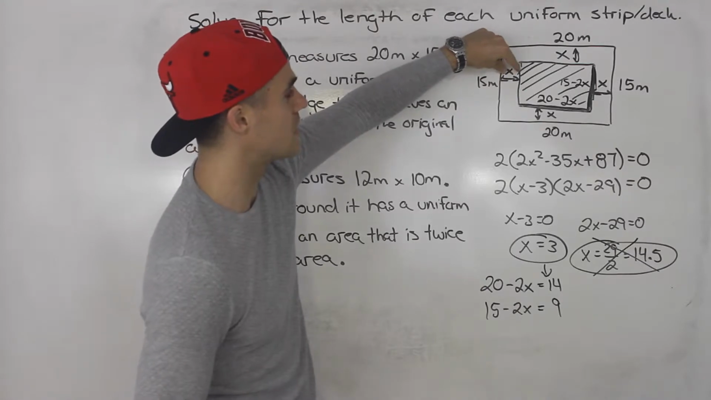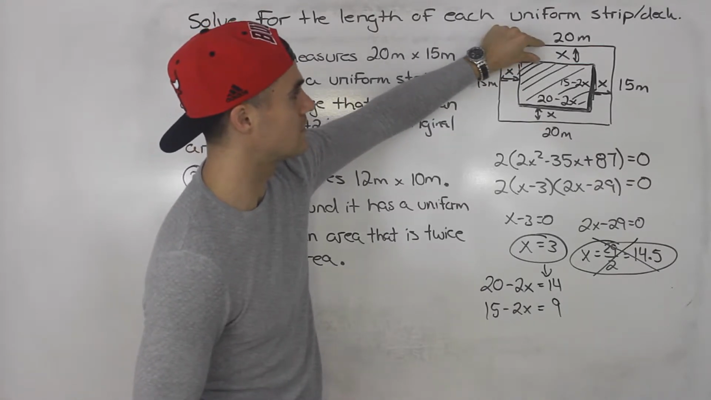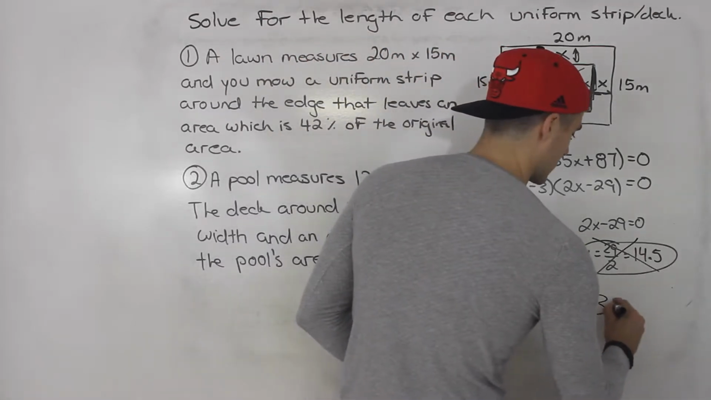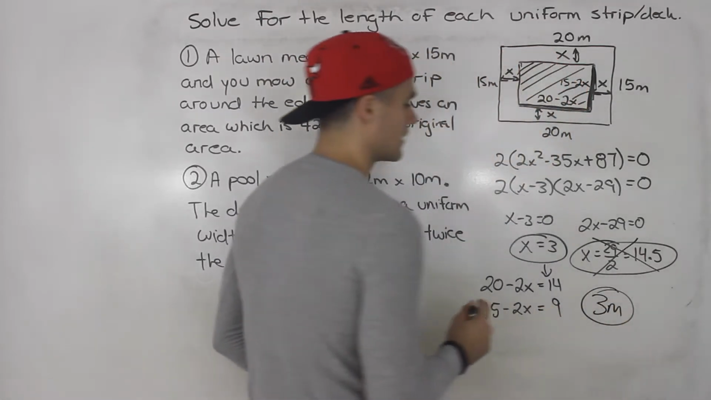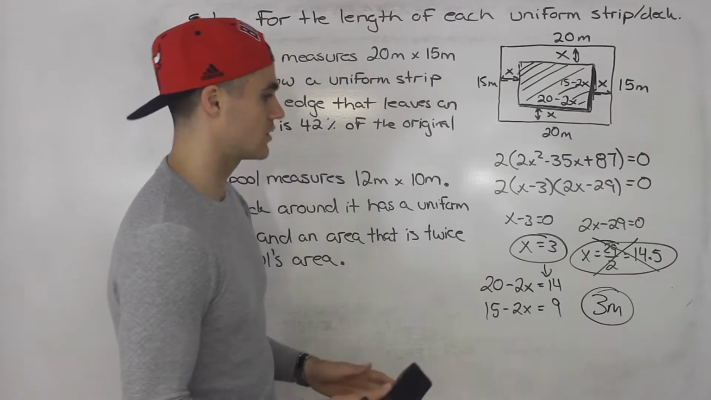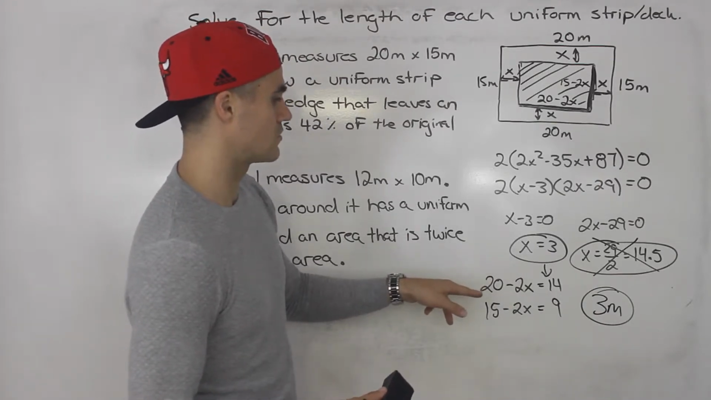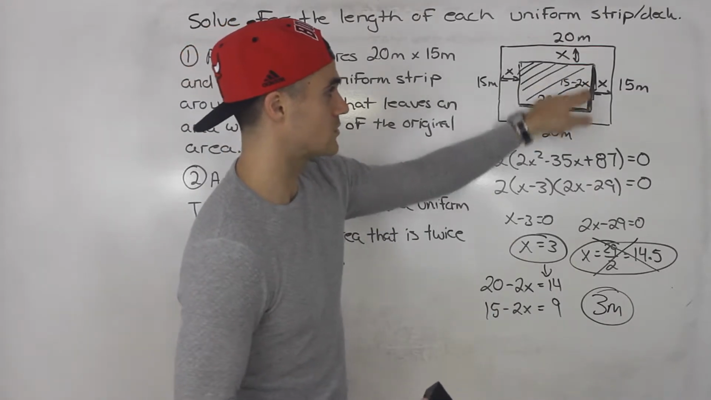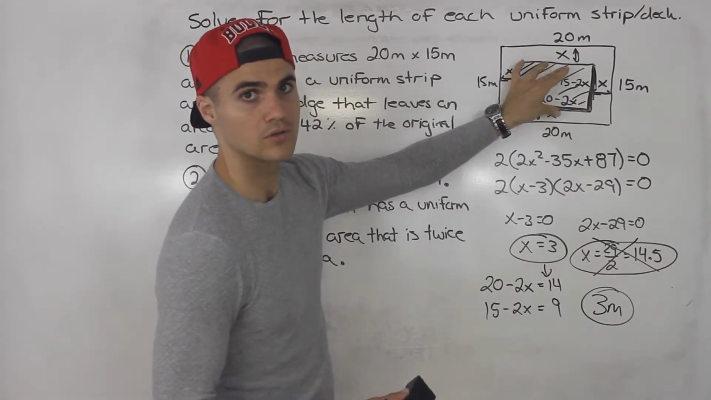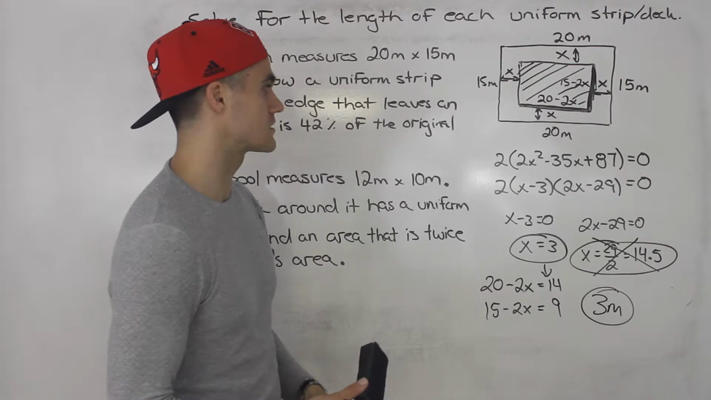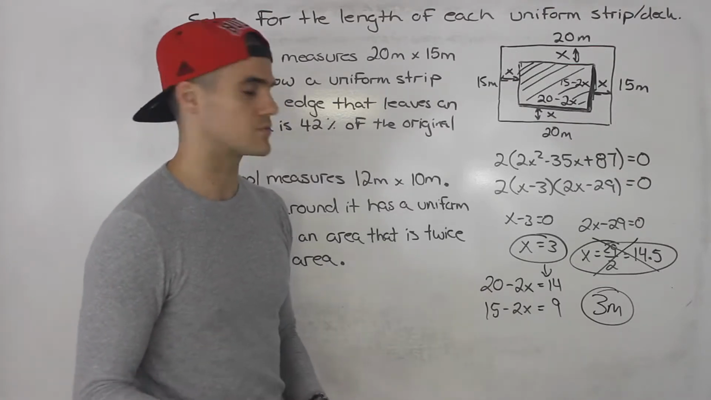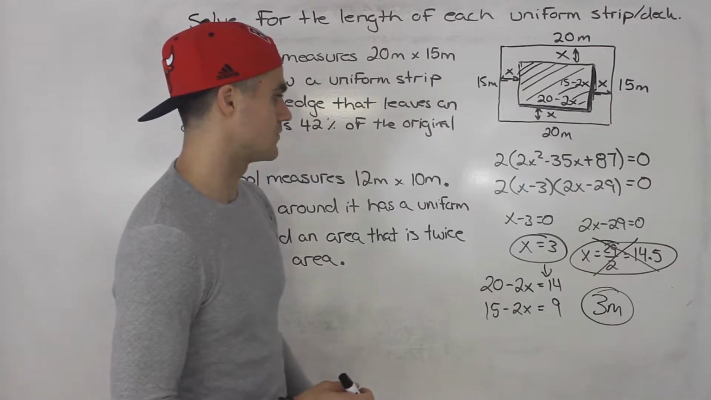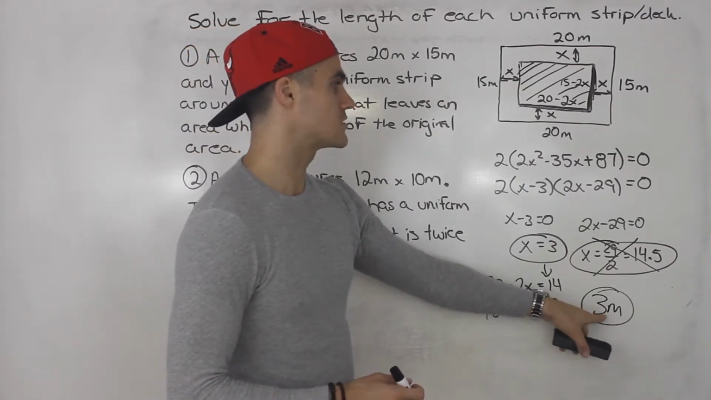So the length of that uniform strip is 3 meters. And you can actually check your answer as well. So you could take 14 times 9, the length times the width, and what does that have to equal? It has to equal 126 meters squared, which is 42% of the original. So lots of ways to check your answer too. But this is 3 meters here.